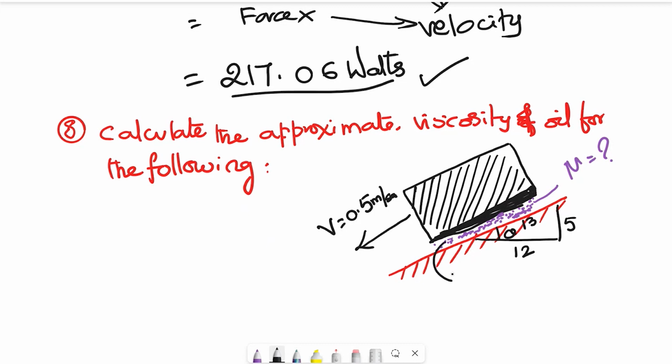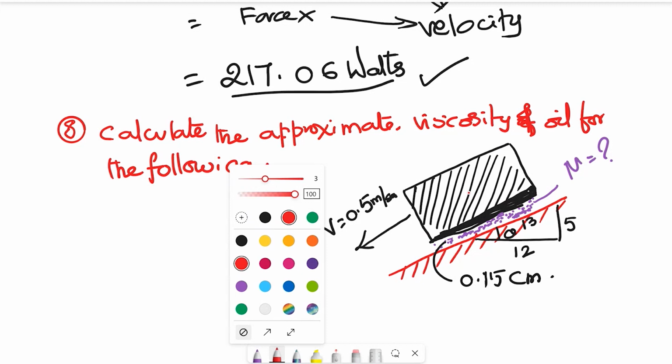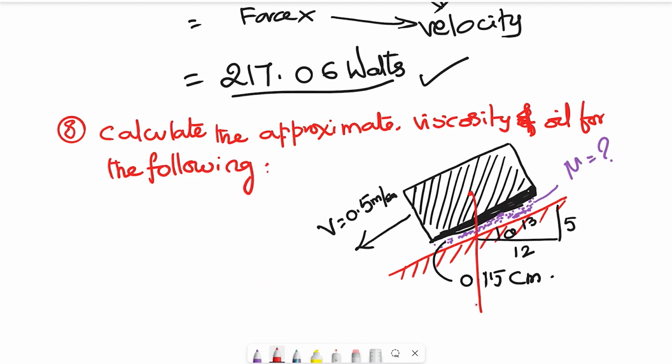Then you can ask me what this gap is. This gap is 0.15 centimeters, right? The last thing he has given is this weight. He has given it as 150 newtons. I show the figure also. So this angle is theta.